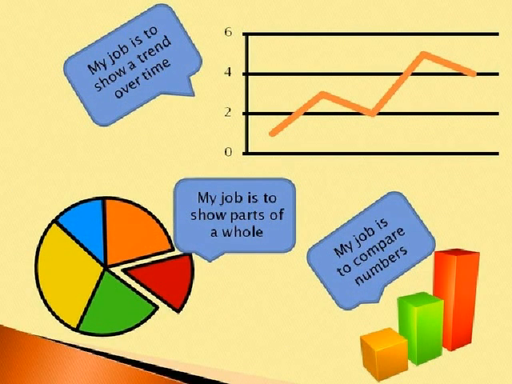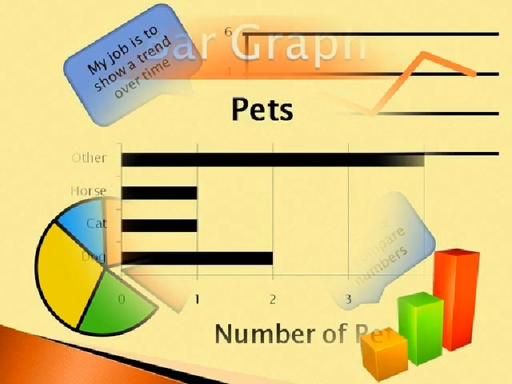Choosing the right graph is an important task. Some information just simply cannot be put into certain graphs. Each graph has a very specific job. As you can see, the line graph is telling you that it's his job to show a trend over time. The pie graph has a job of showing you part of a whole. And a bar graph shows you how many objects are there in one category or another.